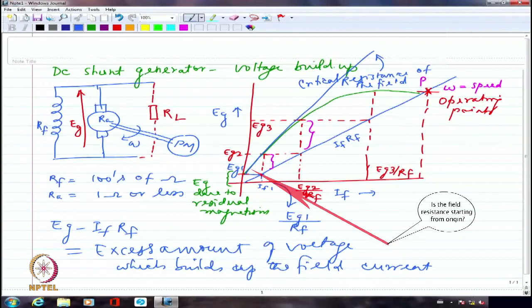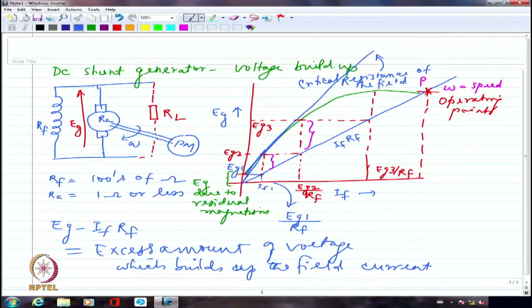It should actually start from, yes, thank you for pointing out, it should have been somewhat like this. It should have started from the origin, obviously. But the voltage you are getting is minuscule compared to what you got from the residual magnetism. So, it is going to be really, really small. You would not have anything to write home about. That is what we are trying to say. You are not going to have sufficient generated voltage when the resistance of the field circuit is greater than or equal to the critical resistance.